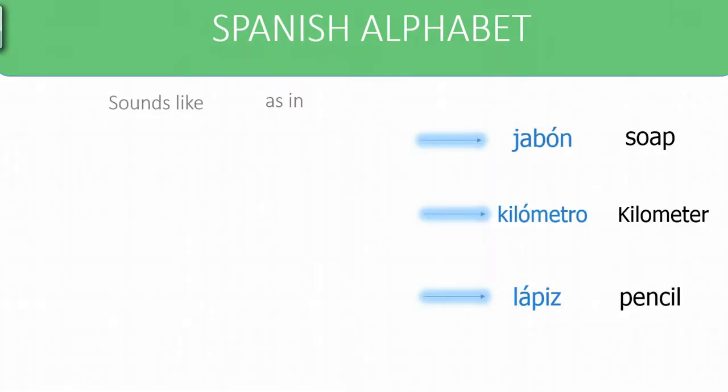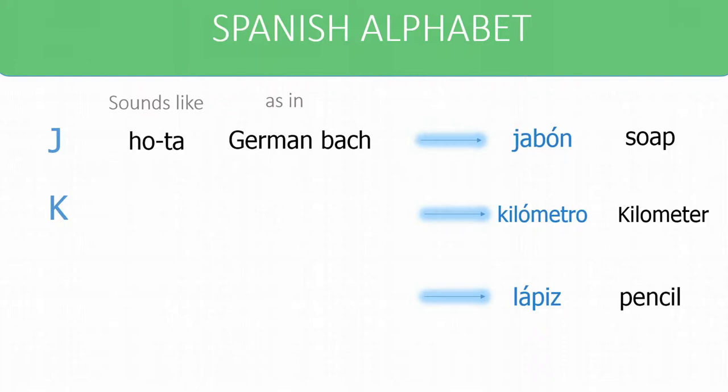Now it's time to move on with letter J. And letter J in Spanish sounds like J. And is very similar to the German word Bach. Right, so an example in Spanish would be the word jabón. Jabón means soap. Alright, so remember the sound, which is J. And the example will be the word jabón.